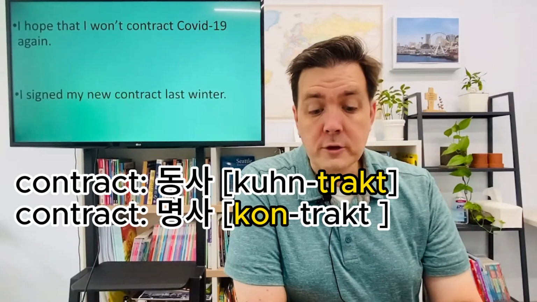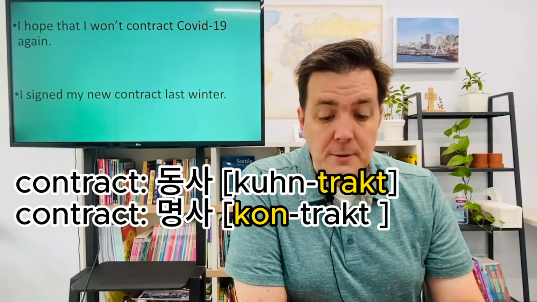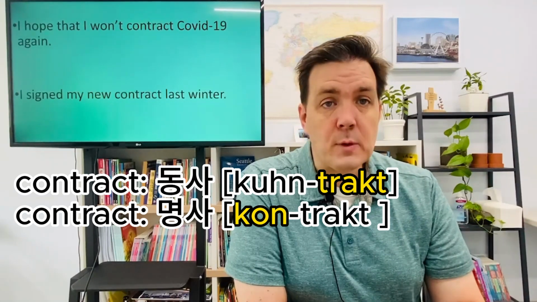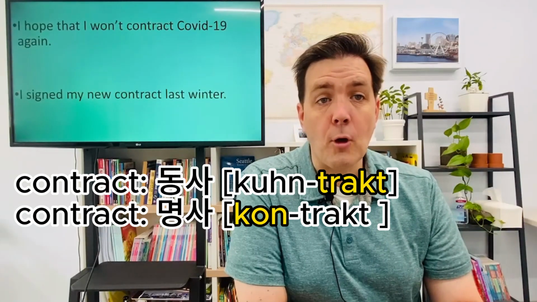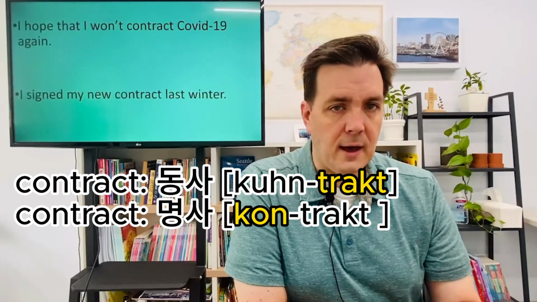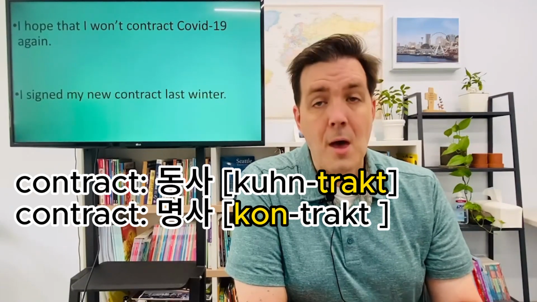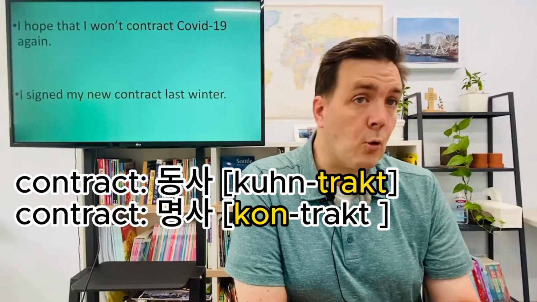I hope that I won't contract COVID-19 again. I signed my new contract last week. Contract, you emphasize the second syllable, and it means to get something. So I contracted malaria, I contracted the flu. But a contract is an agreement between two people, or a teacher at a school in my case.